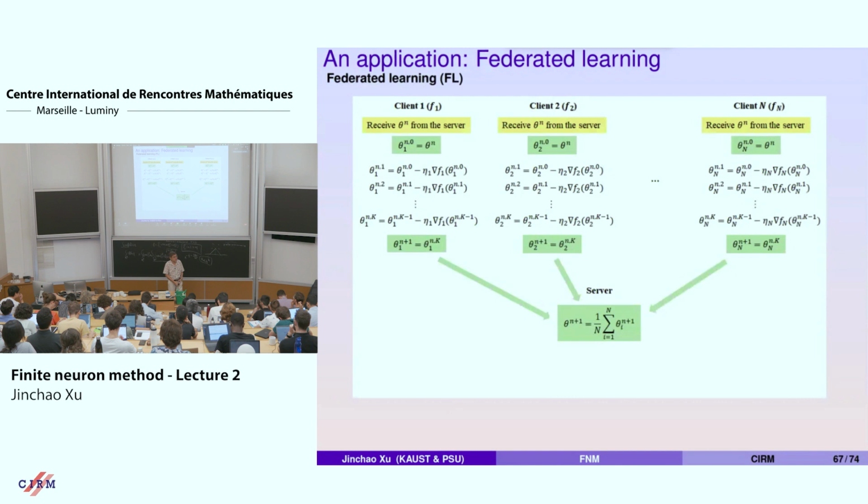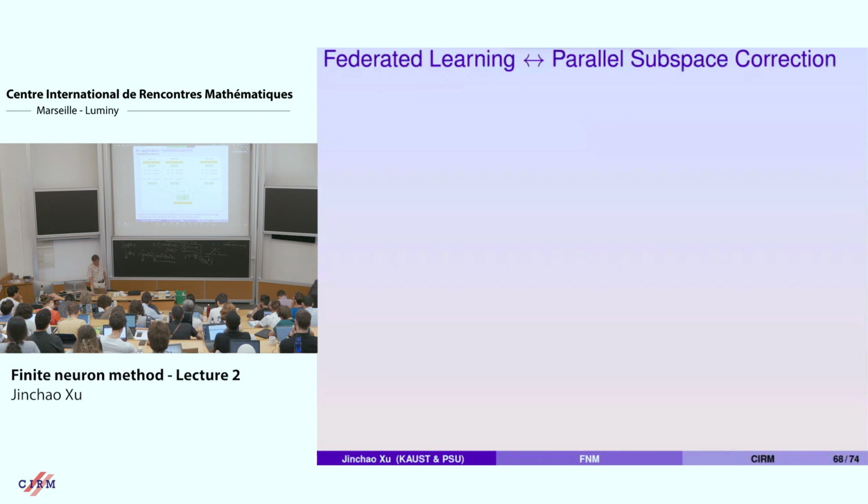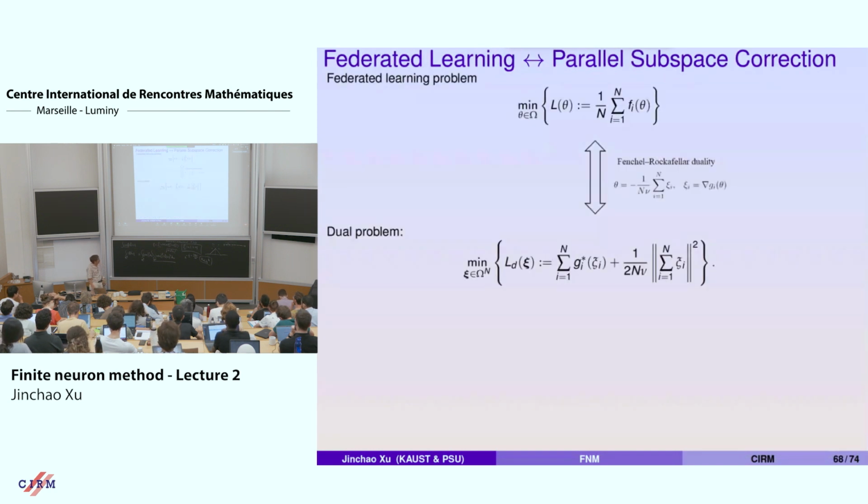Communication is always expensive. In this business, the number of communications is the one that matters. If you do parallel computing, communication is always expensive. And now, what we actually found out is that there is something called duality.